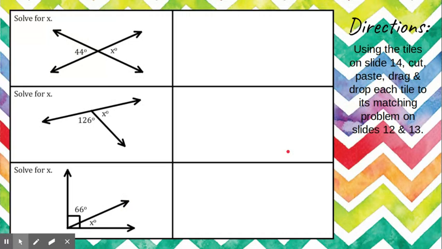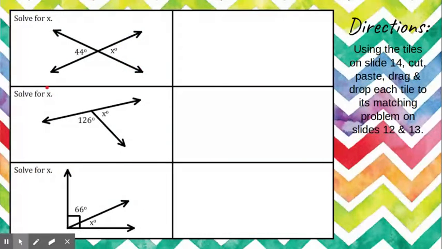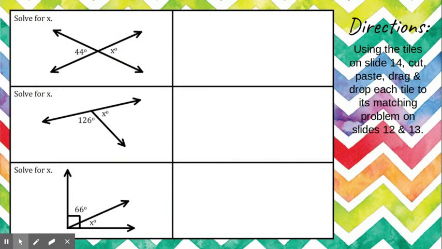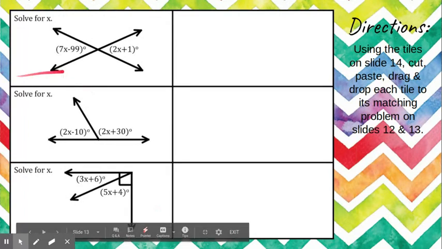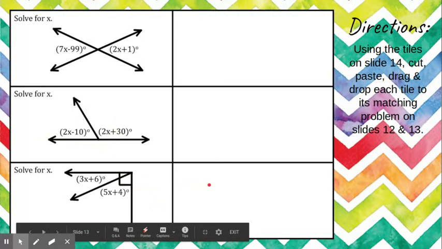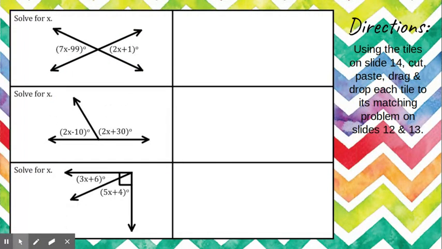So, just like you've done in the past, you've got 2 slides of a total of 6 problems that you are going to solve. Each one says solve for X. You've got an adjacent angle, a linear pair, and complementary angles. Here again, adjacent angles, linear pair, and a complementary angle. You're going to use these tiles to cut and paste and put the answer in on each one. That is your assignment for today. If you have any questions, please let me know.